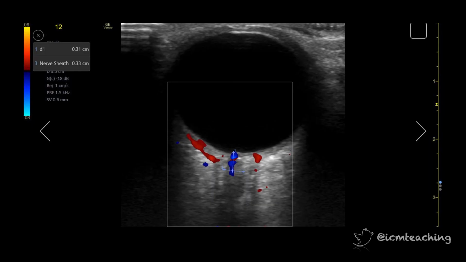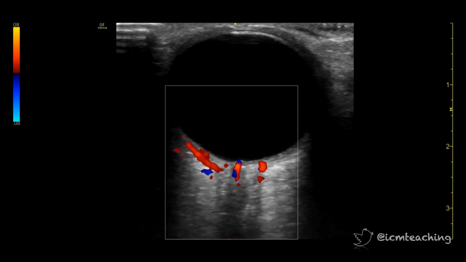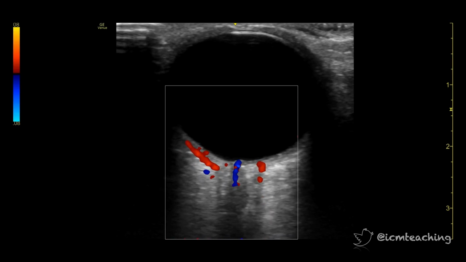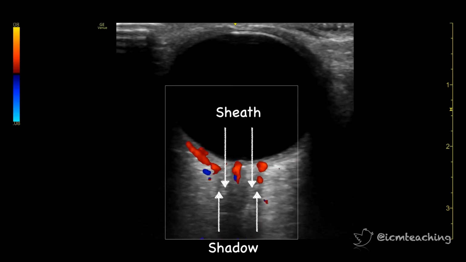I've also measured the optic nerve diameter without the sheath, so inner edge to inner edge, which here is 0.33 centimeters. This again correlates well with published MRI measurements. And just for reference, so you know it's not only my eye that looks like this, here is an image of my wife's eye, where I've got an almost identical image with the nerve centered in the picture. Again, please don't get confused between the hyperechoic nerve sheath and the shadows on either side of it.